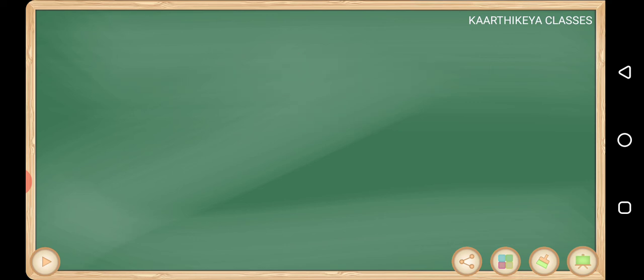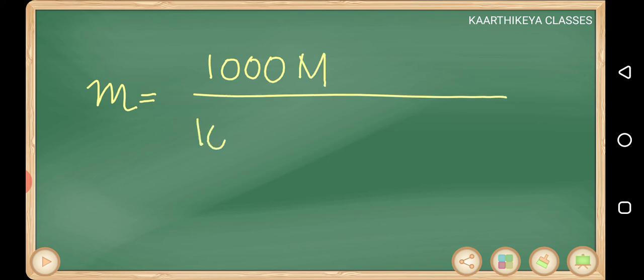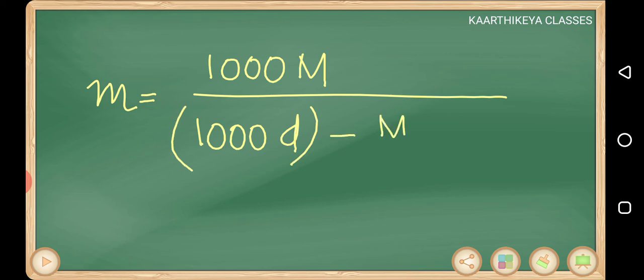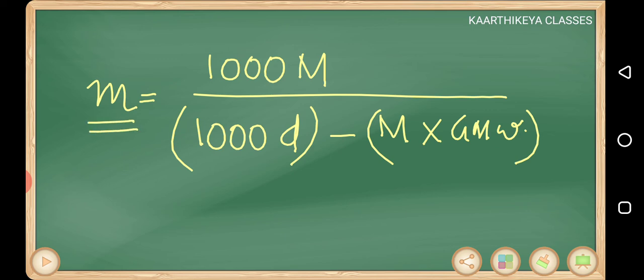And the most important formula is the relation between molarity and molality. Molality is equal to 1000 M by (1000 d minus M into gram molecular weight). Here we need to take the gram molecular weight. Small m is molality, and capital M is molarity. d is the density.